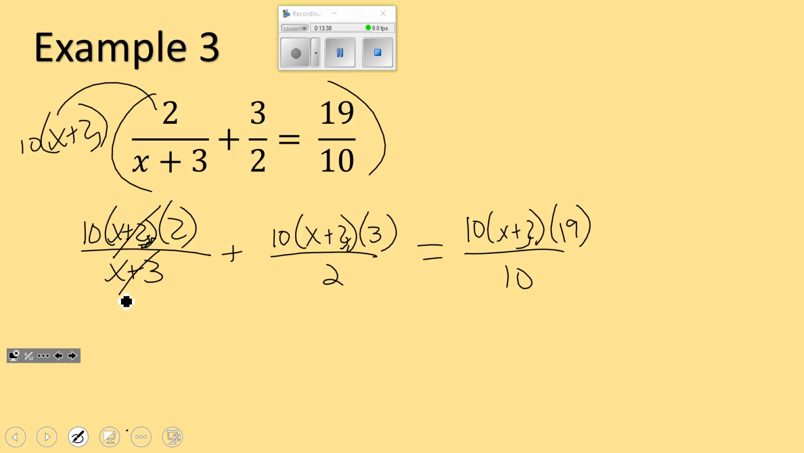X plus 3's, and so what are we left with? 20. Okay, on this one, they don't really cancel, but they can simplify and reduce. This becomes a 5, this becomes a 1. Everybody says, hey, now, what do I do? I got 3 things. Okay, now Jenna took the 5 and she distributed, and I'm going to do it her way just to show you could do it other ways.